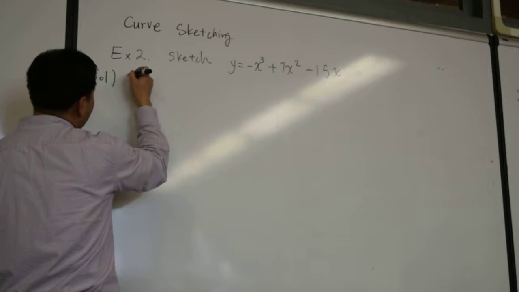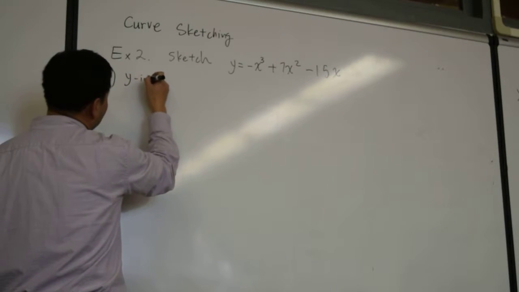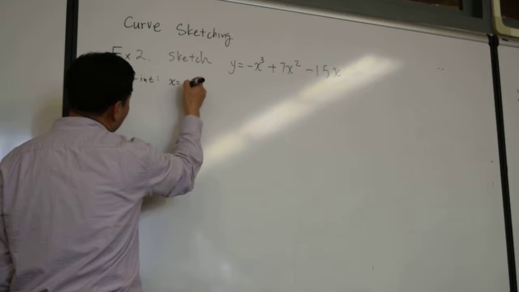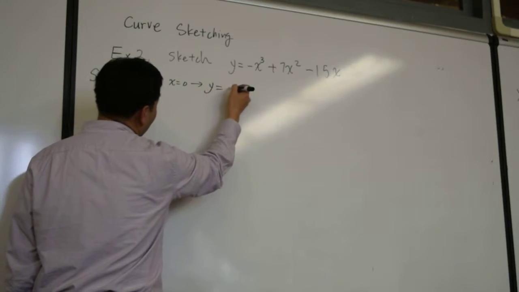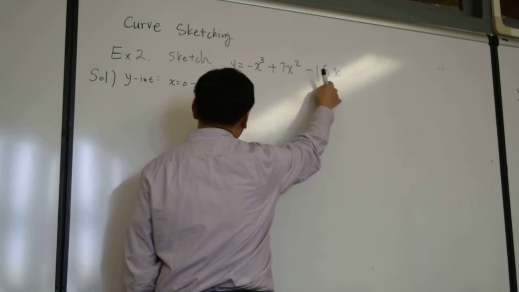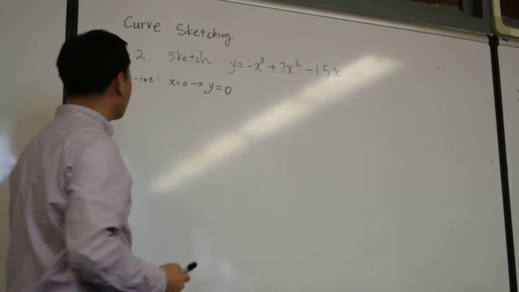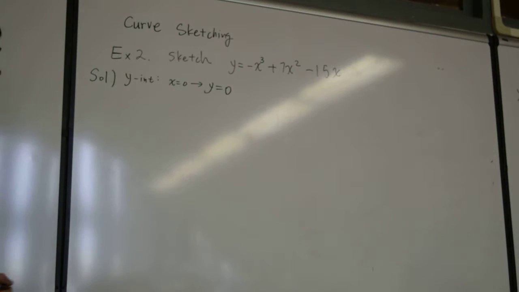Okay, first, what's the y-intercept? For the y-intercept, you set x equal to 0, which means y is just, if you plug in 0, 0, 0. So 0 comma 0 is the y-intercept.